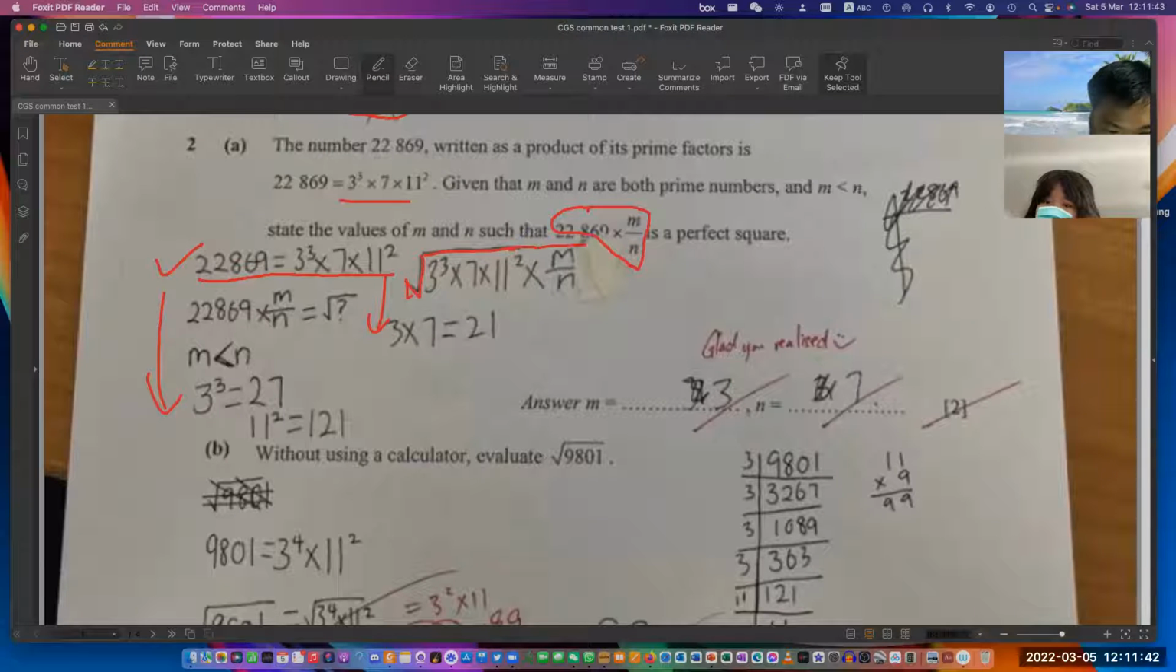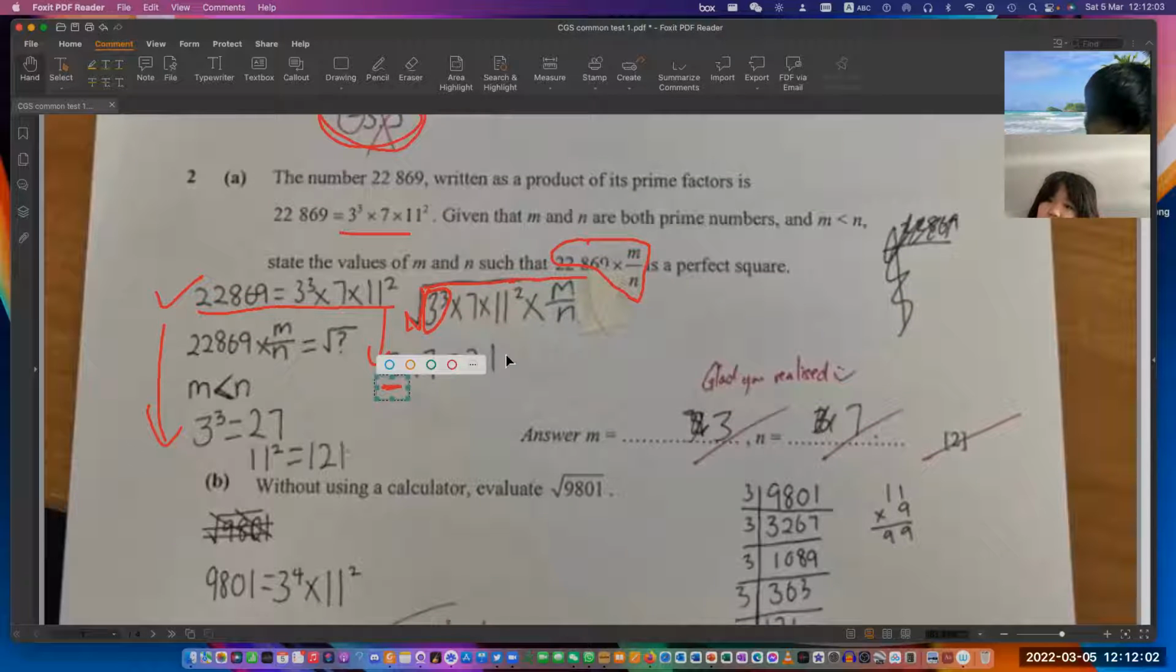Once you include it, you ask yourself, can you square root the 3 to the power of 3? I think cannot, right? That's why you give it a 3. Your understanding is not there. Probably I need to ask you why 3 and 7 before you make a mistake. Okay, let me just get this out to the PowerPoint.